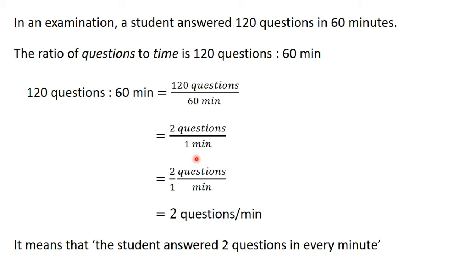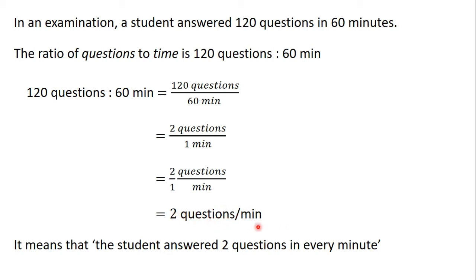In ratios, we learned that the quantities that are being compared have the same unit of measurement. So when you divide one quantity by the other, the units will cancel out. So the ratio will have no unit. So a ratio does not have a unit. But in rates, the quantities that are being compared have different units of measurement. So after dividing one quantity by the other, the rate will have a unit. In this example, the unit of our rate is questions per minute.